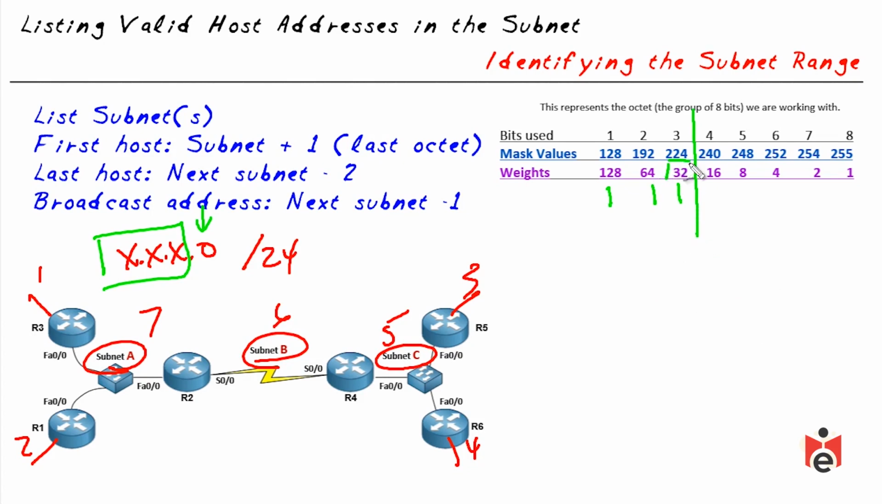Our block size is 32, and our subnets are going to be subnet 0, subnet 32, subnet 64, subnet 96, subnet 128, subnet 160.